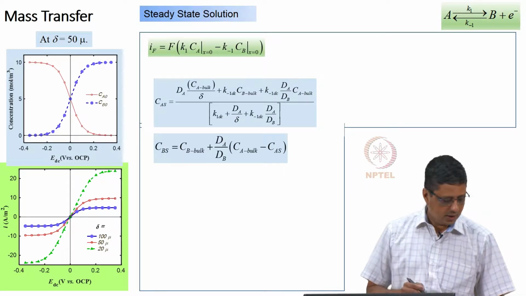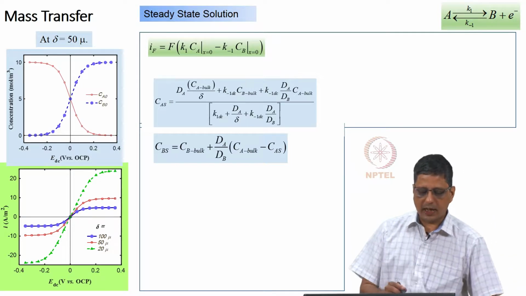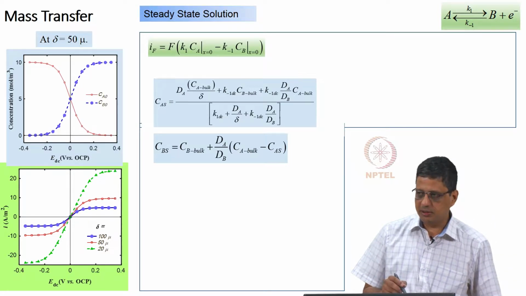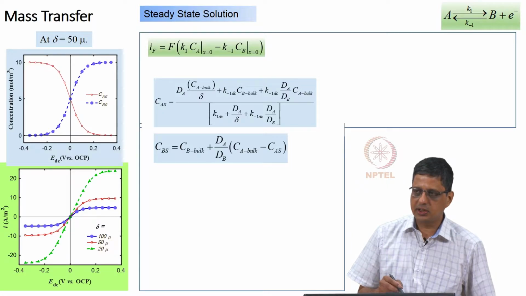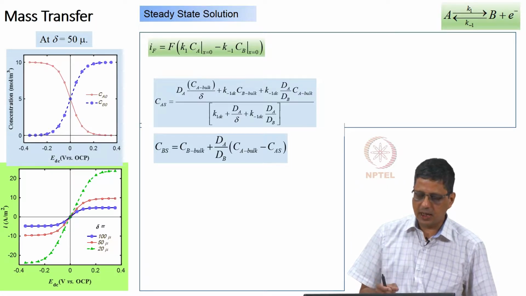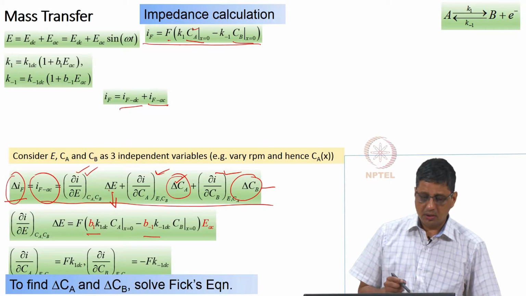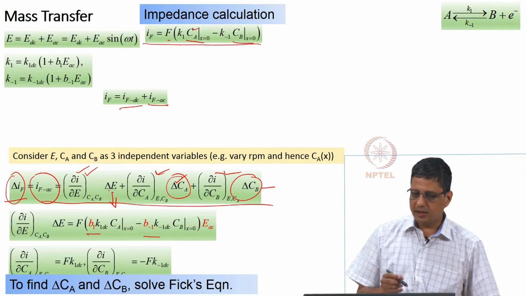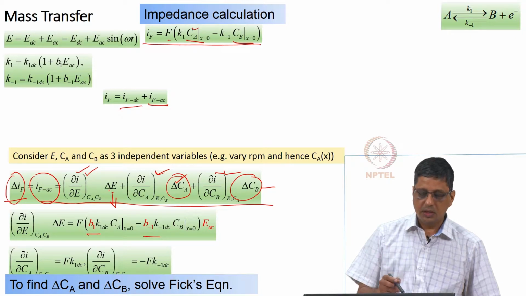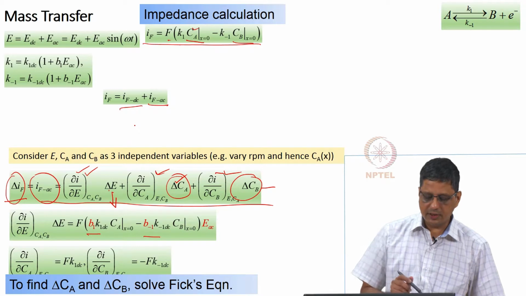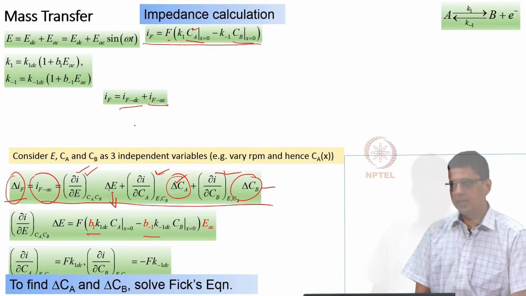And you can also find how the current varies as the rotational speed of the electrode changes. As the rotational speed changes, you have different boundary layer thicknesses and you have different current profiles here. Then we started deriving the equation for impedance. So, we want to get an expression of I_F AC in terms of E_AC and other values.